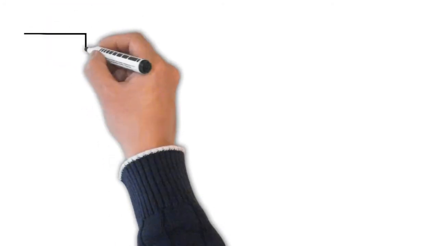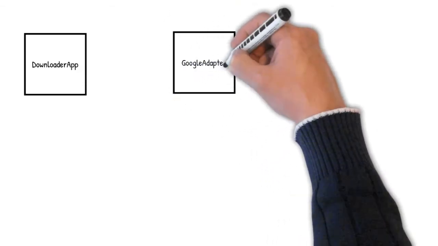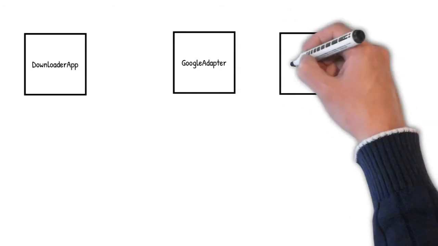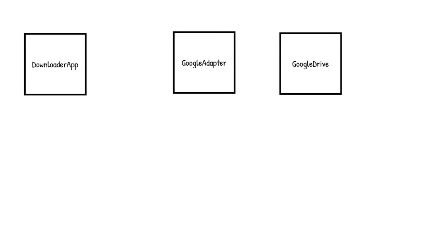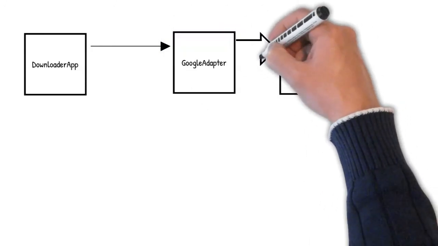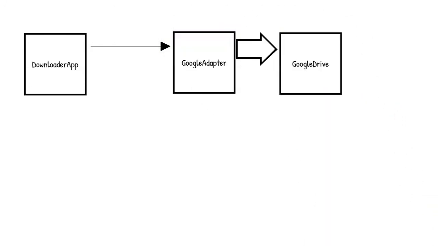Now let's try to present the adapter design pattern as a block diagram. We have seen three different components throughout this tutorial. The first one is DownloaderApp, the second one is GoogleAdapter, and the third one is Google Drive. GoogleAdapter ensures that the input of DownloaderApp is being converted to input of Google Drive, and the output of Google Drive is being converted to the output of DownloaderApp.